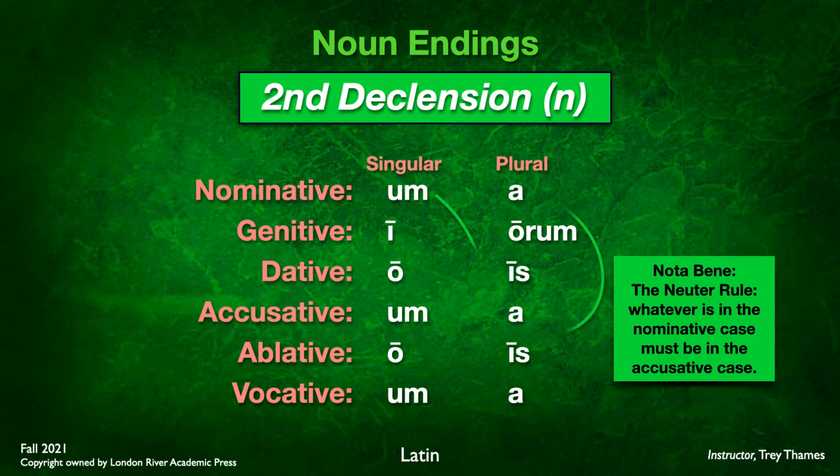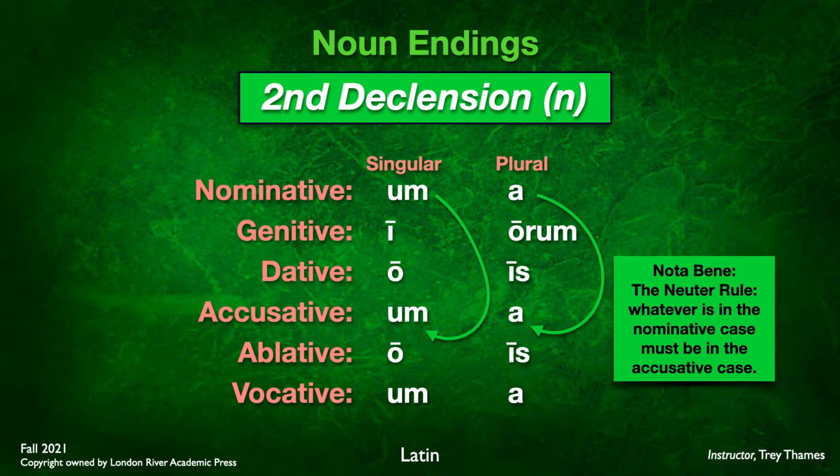The neuter rule, this is a new rule for us, is that whatever is in the nominative must be in the accusative. You're going to hear that a lot for all the different neuter cases. Whatever neuter declensions, whatever's in the nominative must be in the accusative. So if um is in the nominative, guess what? It's going to be in the accusative singular as well. The letter A is in the nominative plural, and then letter A is going to be in the accusative plural.